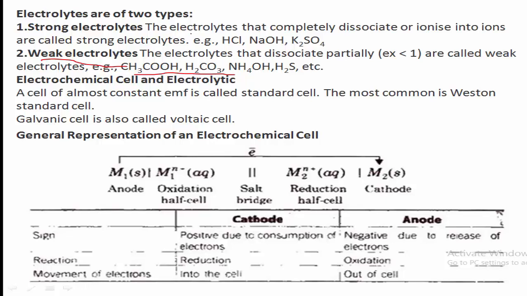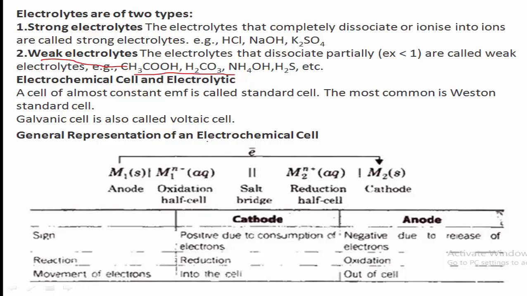Then, electrochemical cell. A cell of almost constant EMF is called a standard cell. The most common is the Weston standard cell. A galvanic cell is also called a voltaic cell. Now, the general representation of an electrochemical cell. How do we represent the electrochemical cell?